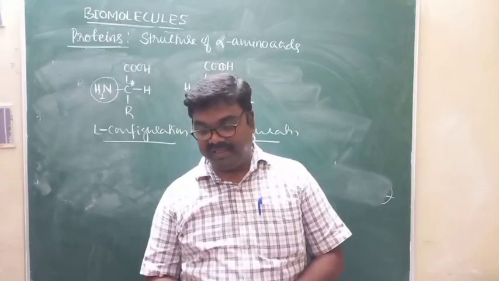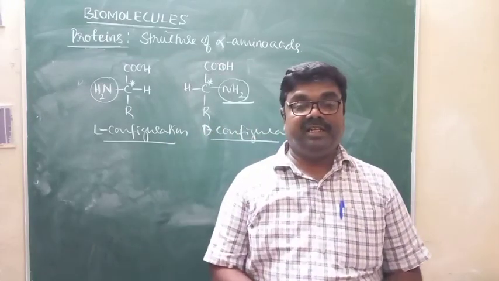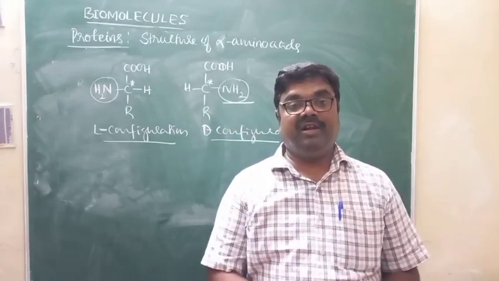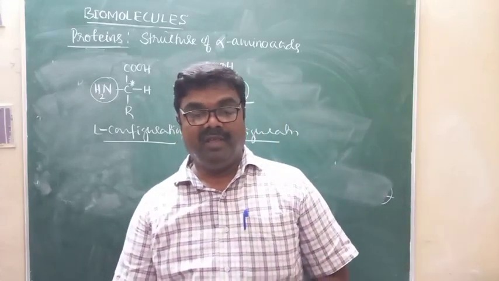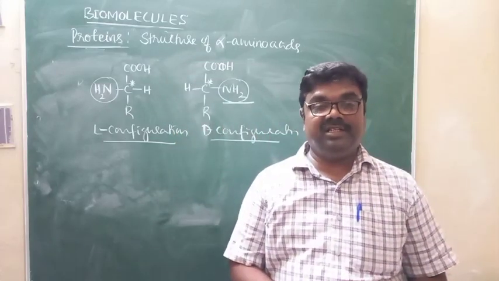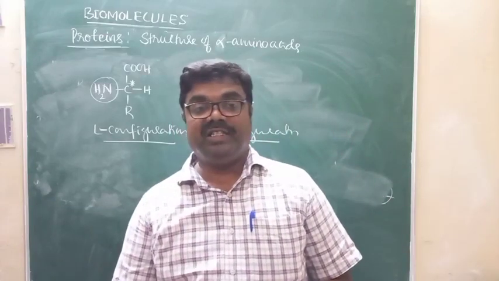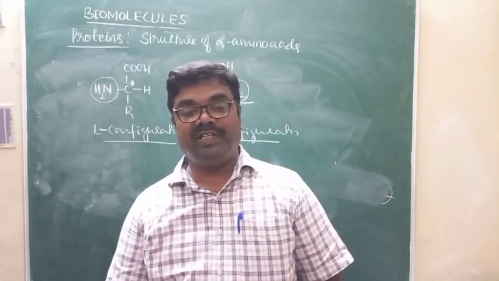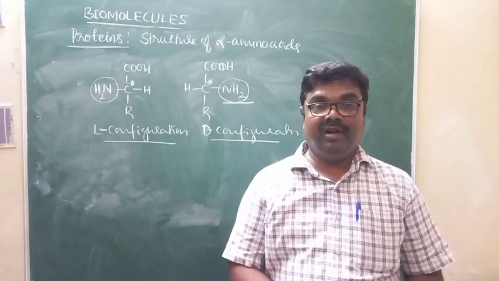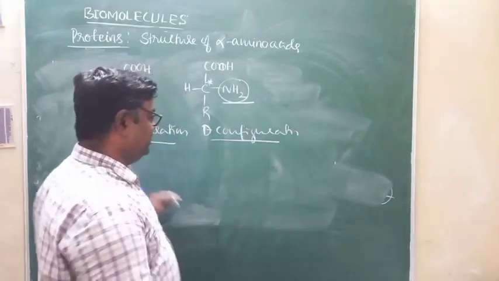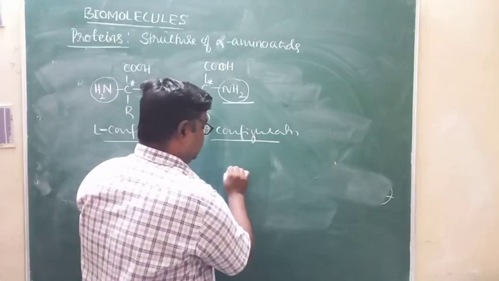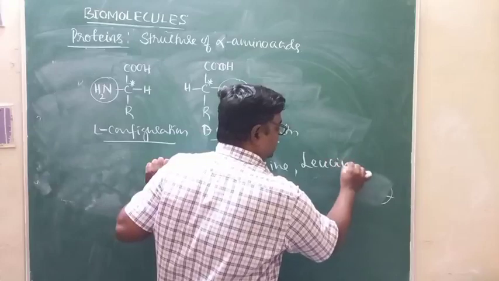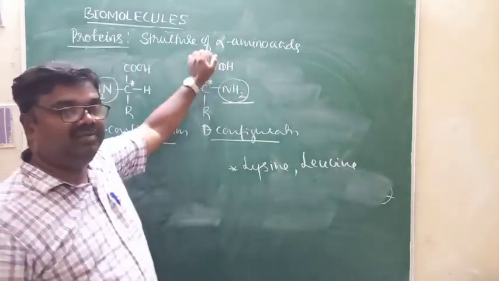Apart from that, as far as amino acids are concerned, amino acids can be classified into essential amino acids and non-essential amino acids. Essential amino acids are those amino acids which cannot be synthesized in our body, which should be obtained through our diet, and they are called essential amino acids. Examples for essential amino acids are lysine and leucine.